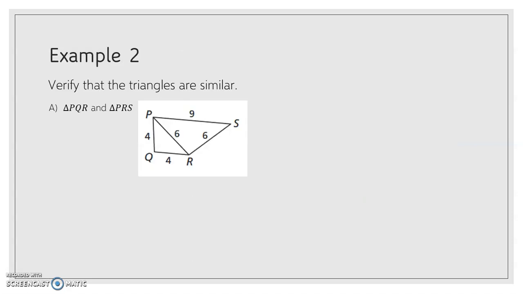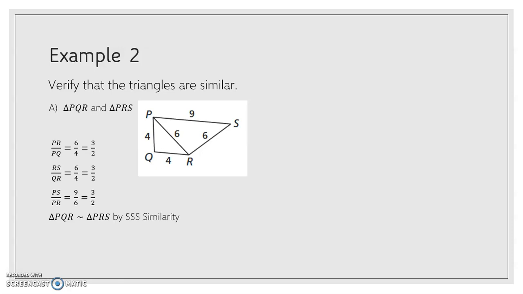So in example 2, they ask us to verify that the triangles are similar. In part A, they gave us triangle PQR and triangle PRS. Now notice they've given us all of the side lengths for both triangles. So that means I should try for side-side-side similarity. So pause this video and see if you can figure out the proportions you should write and see if they actually are equivalent. And then come back here to check your work.